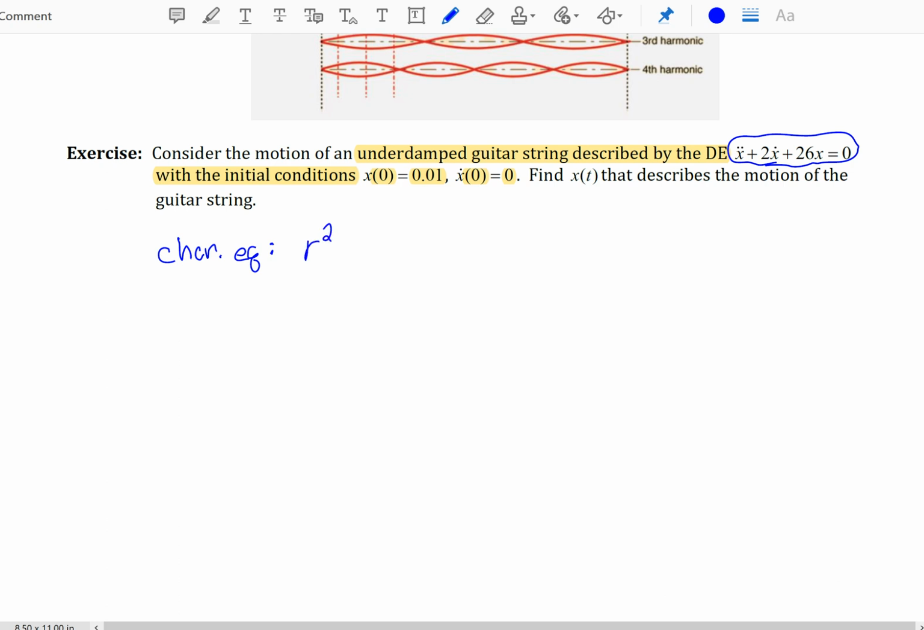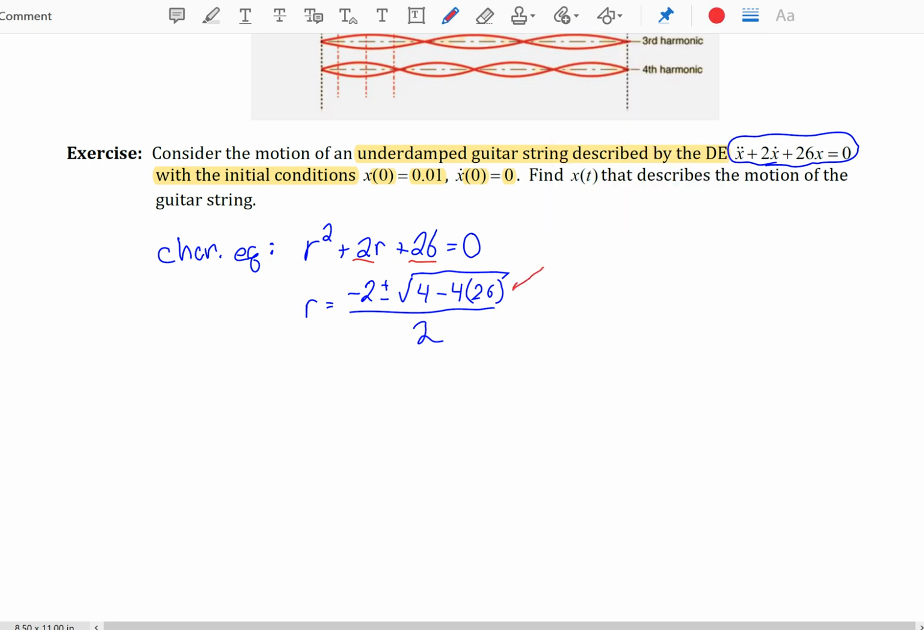So our characteristic equation would be a quadratic in r whose coefficients are the same as that of the DE. Again, observe that this is not going to be factorable. There are no numbers that multiply to 26 and add to 2. So we'll use the quadratic formula to obtain r is equal to, recall, the opposite of b, plus or minus the square root of b squared, which I'll write as 4, minus 4ac, which is going to be 26, over 2a, which is just 2.